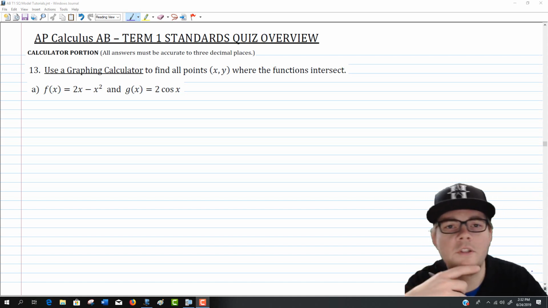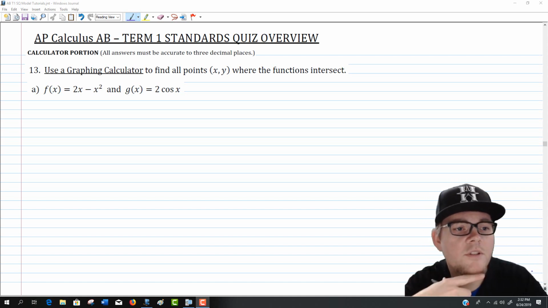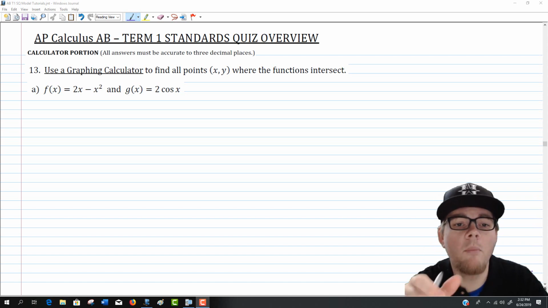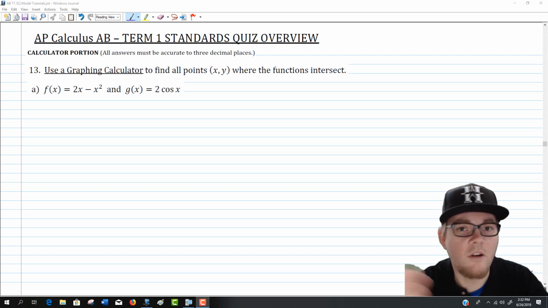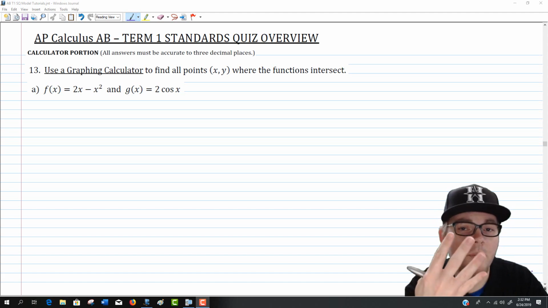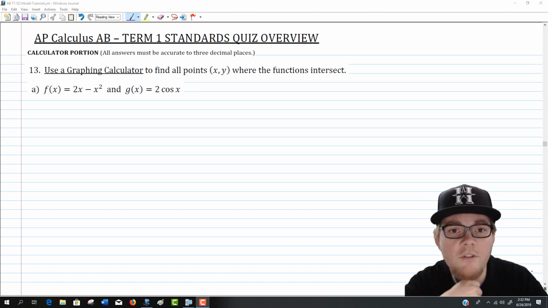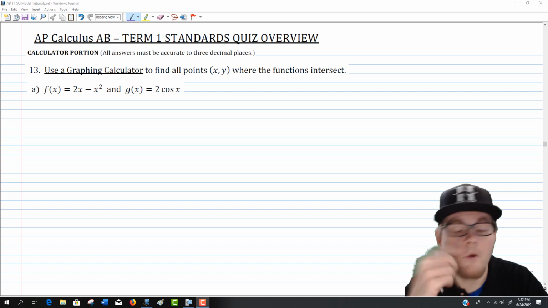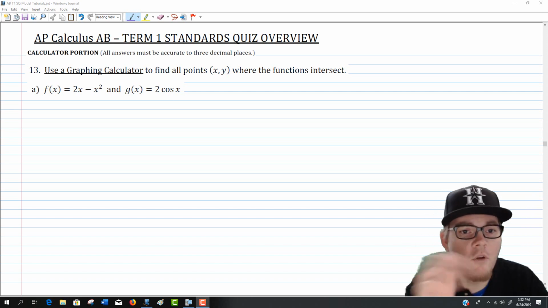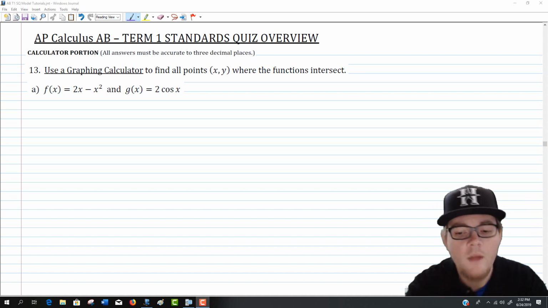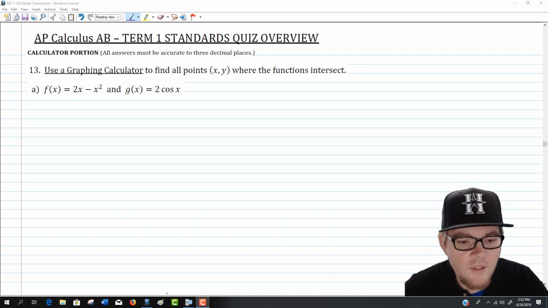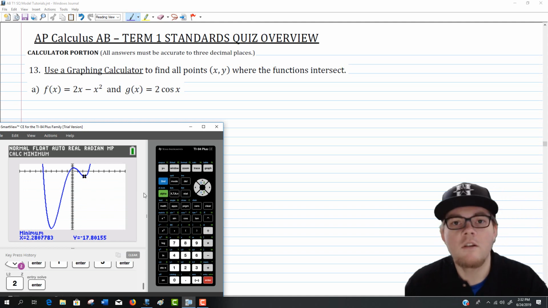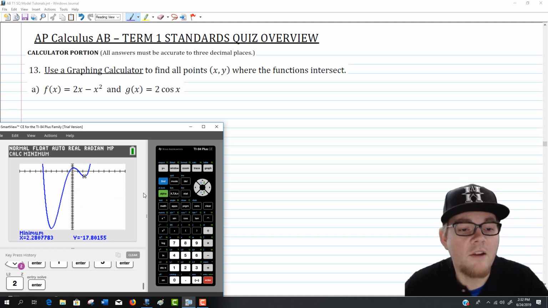To start with, let's start with what question number 13 asks you to do. Question number 13 asks you to use a graphing calculator to find all points x comma y where the functions intersect. So basically we're solving equations graphically. We're using our graphing calculator to do that. It's one of the 4 skills that you'll be asked to do using a graphing calculator during the course of this course. So to begin with, I just want to overview the technique that we're going to be going through here, which is using your graphing calculator. So once again, I'm going to be pulling in and using the TI-84 plus CE graphing calculator.